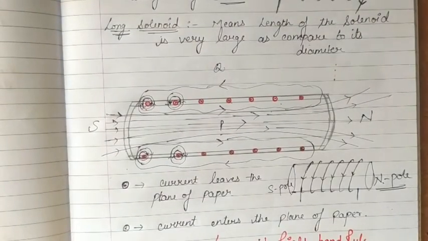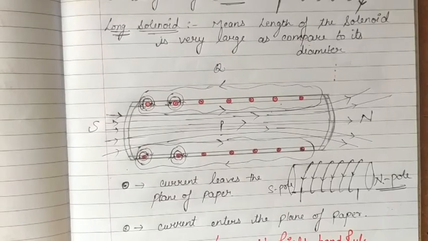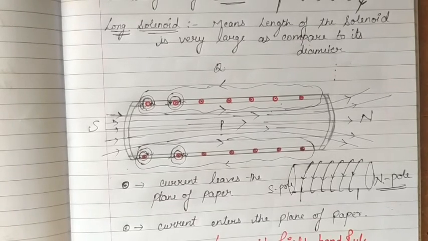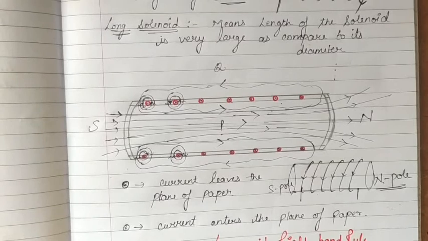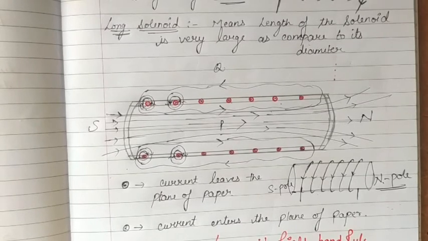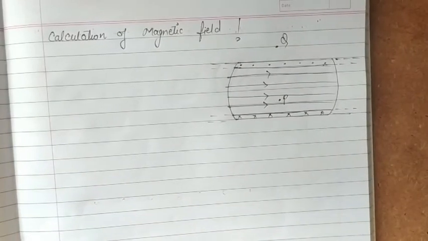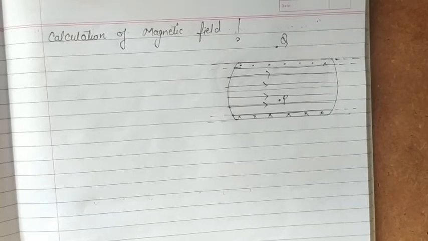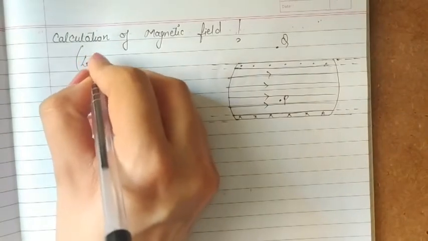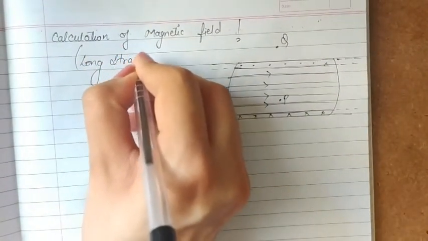Now after this, we want to calculate the magnetic field strength inside a long straight solenoid. Here we only discussed how it comes, what the direction is, what the magnetic field lines are, and where they are pointing. Now we are going to calculate the magnetic field strength inside a long straight solenoid. So for the calculation of magnetic field inside a solenoid, basically I am going to solve it for a long straight solenoid.